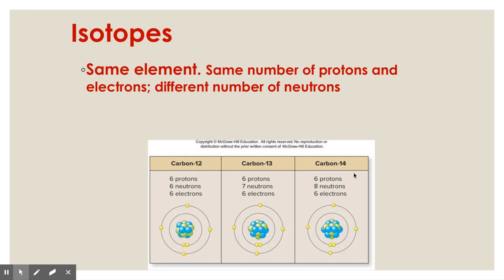And then carbon 14, which we use in radiocarbon dating, so finding the age of old stuff like fossils, has 8 neutrons. So when we look at it and count those subatomic particles, we get 8 neutrons. But because it still has 6 protons, it's still carbon.